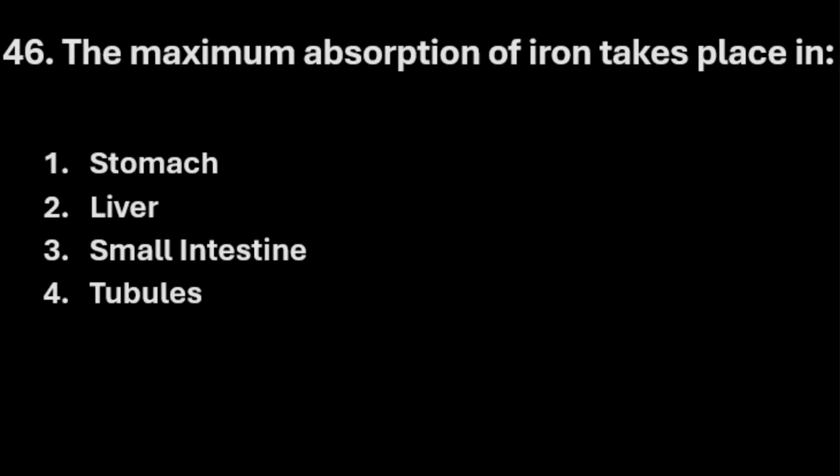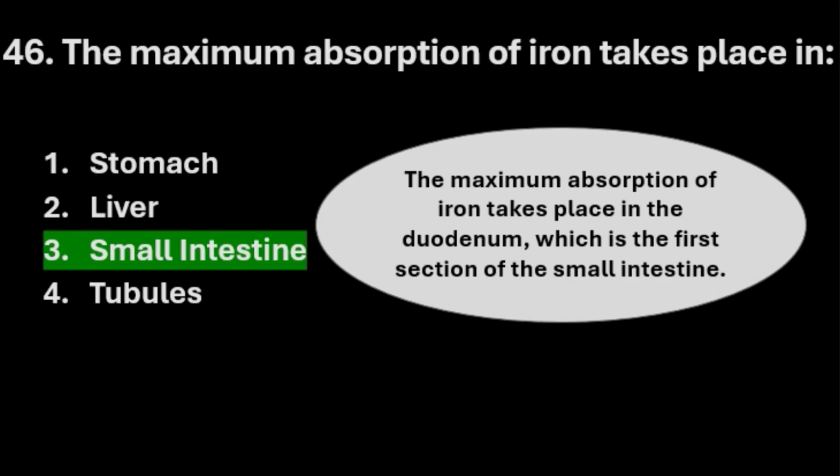Next question. The maximum absorption of iron takes place in option 1, stomach; option 2, liver; option 3, small intestine; option 4, tubules. The right answer here is option 3, small intestine. The maximum absorption of iron takes place in the duodenum, which is the first section of the small intestine.